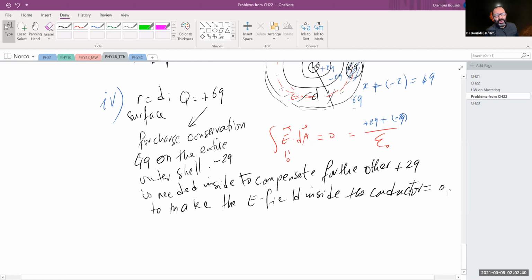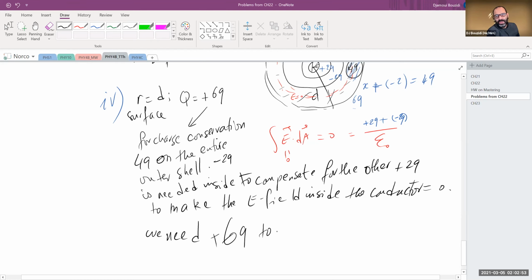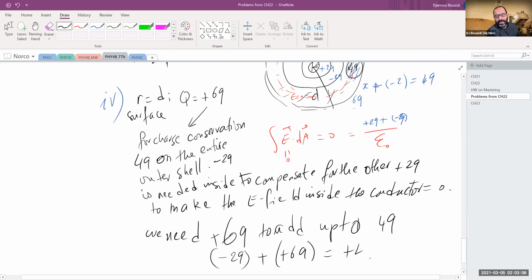Now I must have a positive 6q because negative 2q is needed to do that. So I need a positive 6q to keep 4q. So we need positive 6q to compensate, to add up to 4q, namely negative 2q from the inner one plus positive 6q from the outer one is going to be positive 4q. Now we have everything fully accounted for. Okay. You guys understand this problem?